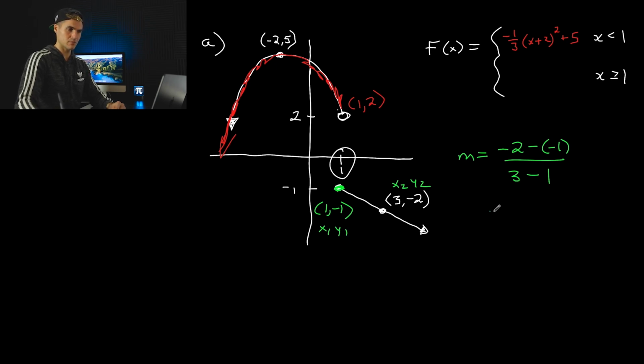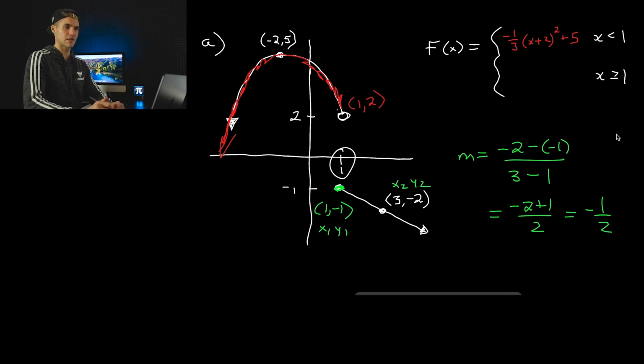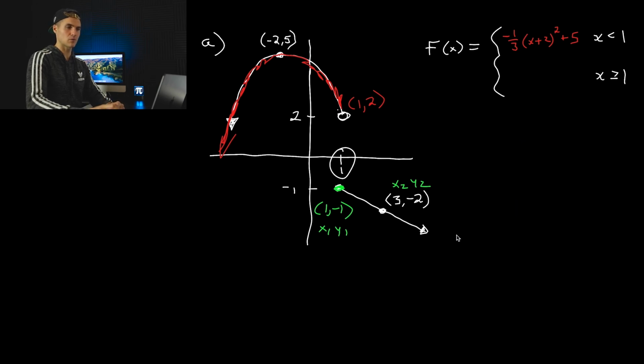So from here, we would have what? -2 plus 1 over 2, which is going to be -1 over 2. So that's going to be the slope. Makes sense that it's negative because it is sloped downwards. So we have our slope, which is -1 over 2, and then we just have to plug in one of the points and get the b value.